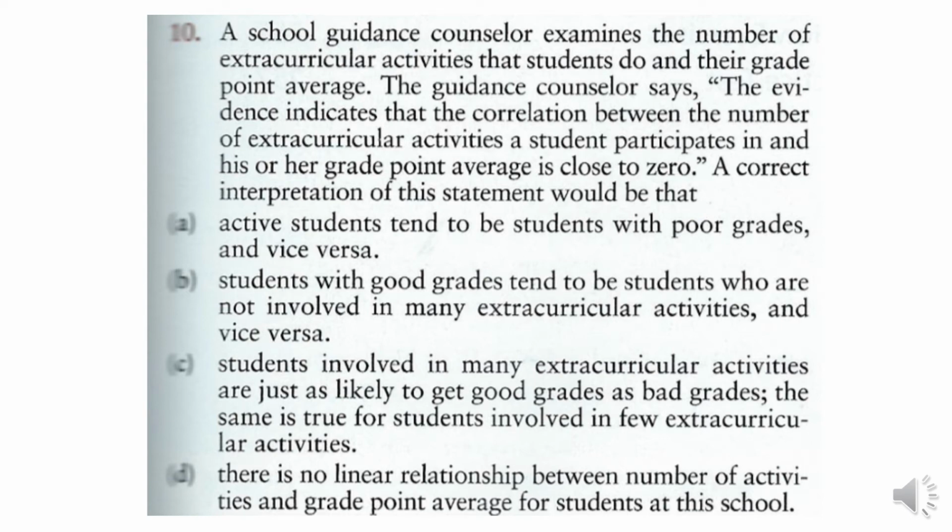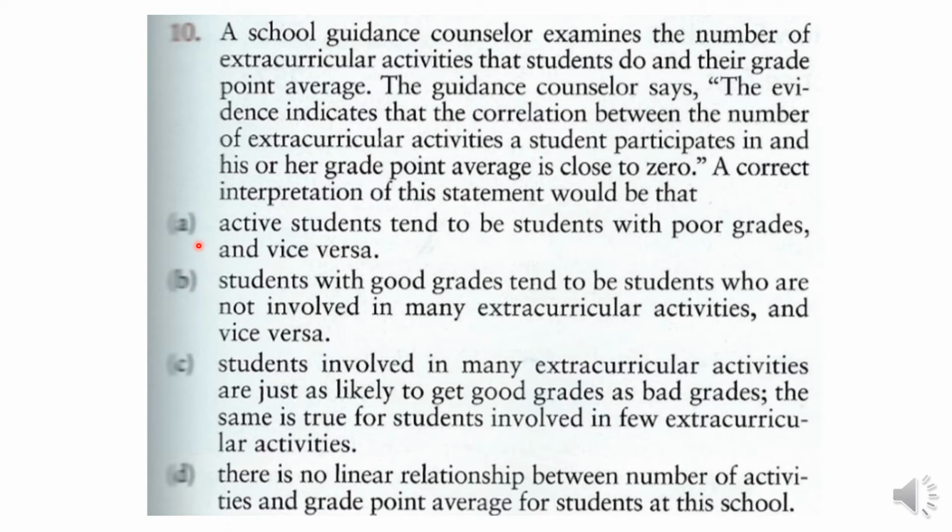Okay, so a school guidance counselor examines the number of extracurricular activities that students do and their grade point average. The guidance counselor says the evidence indicates that the correlation between the number of extracurricular activities a student participates in and his or her grade point average is close to zero, so zero correlation. A correct interpretation of this statement would be... all right, so is it going to be A?